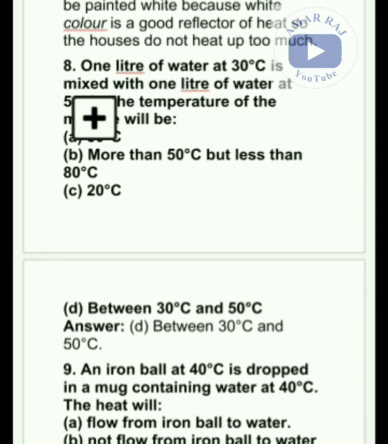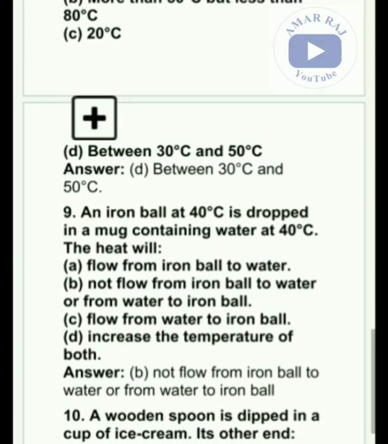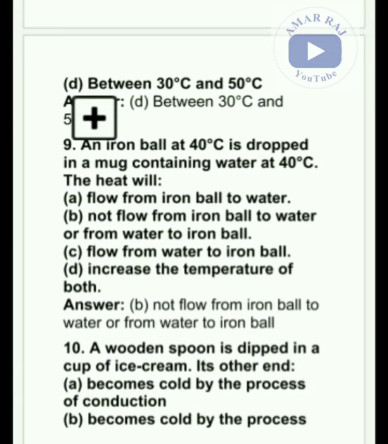1 liter of water at 30 degrees Celsius is mixed with 1 liter of water at 50 degrees Celsius. The temperature of the mixture will be, obviously, since 30 degrees and 50 degrees are mixed, between 30 degrees and 50 degrees. There are 4 options you can see, and option D is correct.